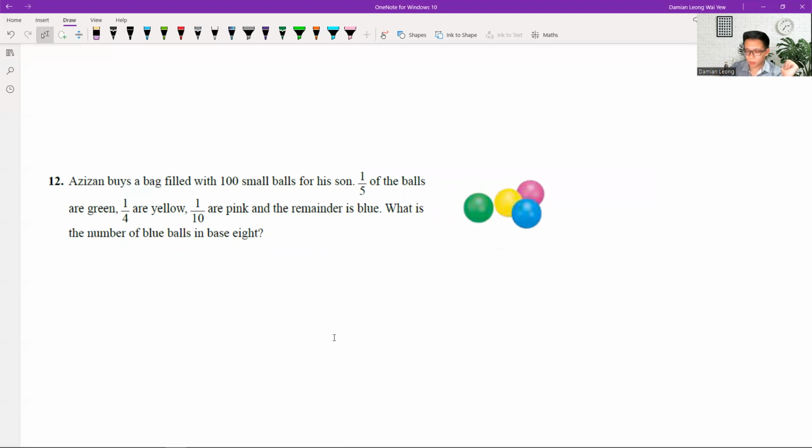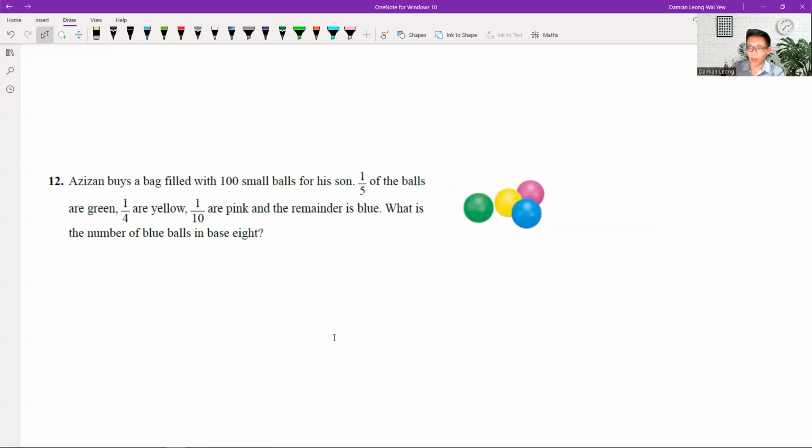Now, this one, there's a quick way of doing it, which is, you remember from before, you should already know this principle, which is the total fraction of everything together is always equal to 1. Just like your total percentage. Total percentage of everything together is always 100%. So it's the same principle with your fractions.